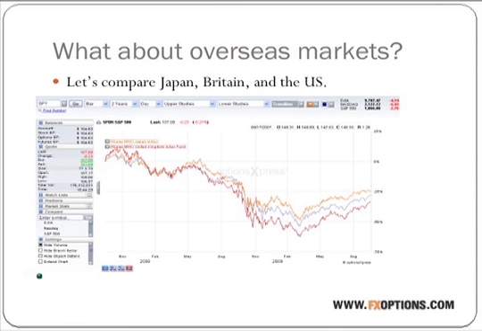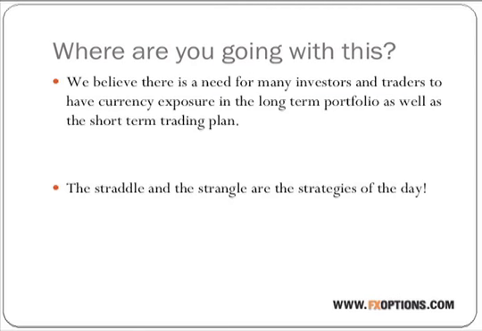Now let's look at the overseas markets. Let's compare Japan, Britain, and the U.S. This is an ETF of the Japan Stock Index, the U.K., as well as the S&P 500. You can see there it also moves in the same direction. But now, where do currencies fall into the role? We believe for many investors, currency exposure in the long-term portfolio is something that can be of benefit.